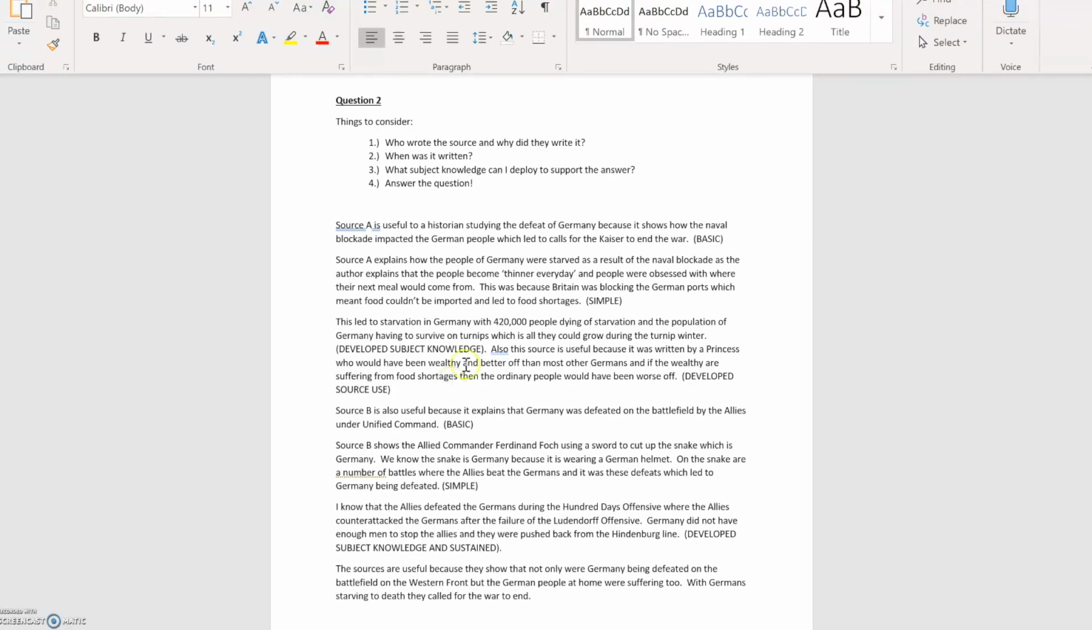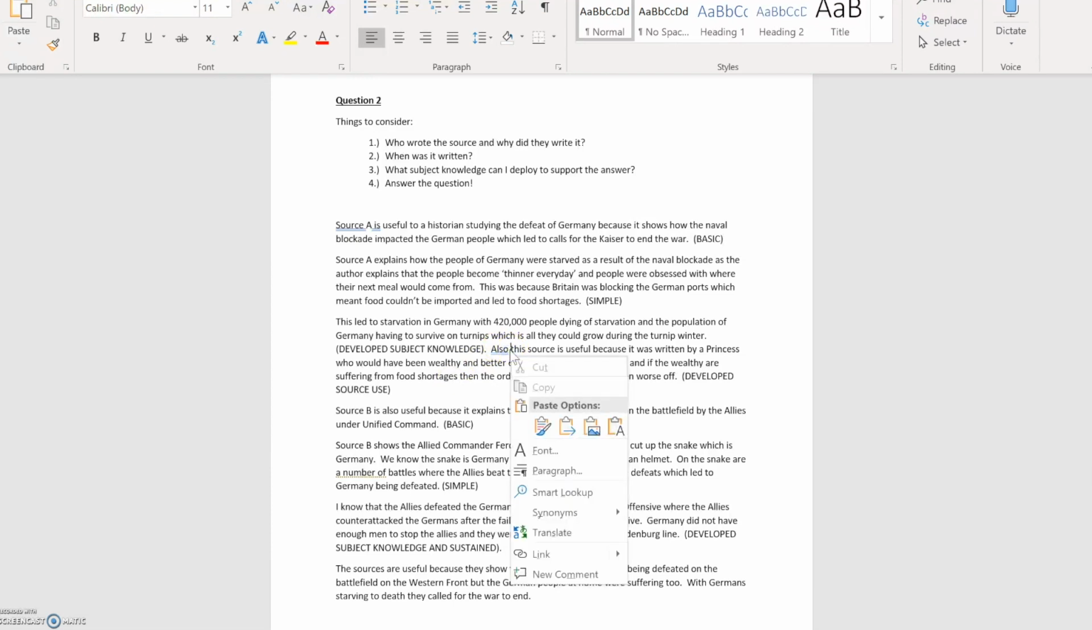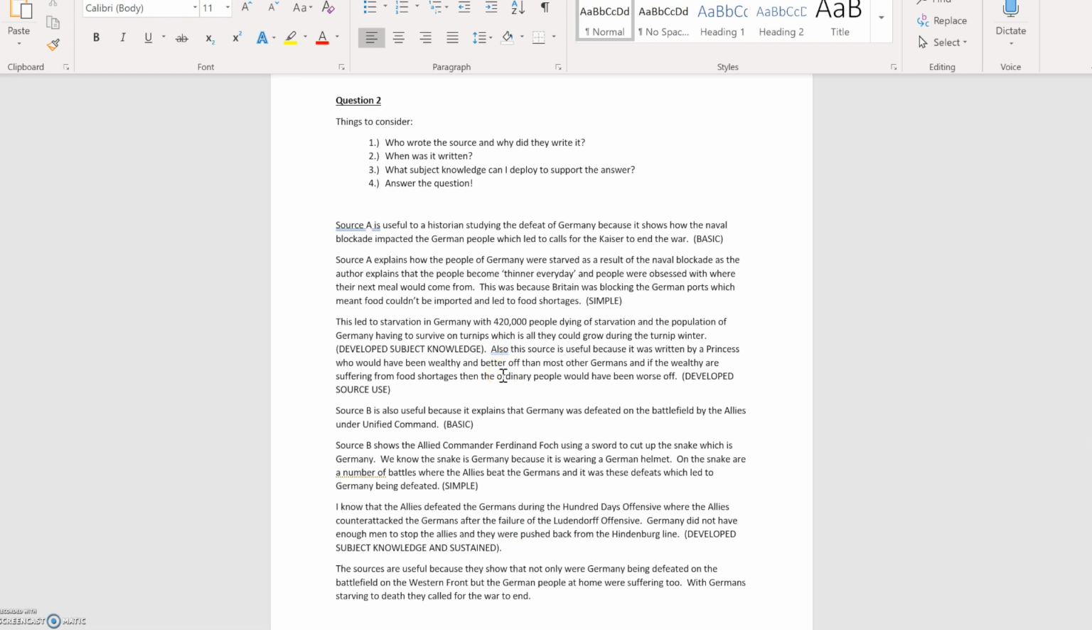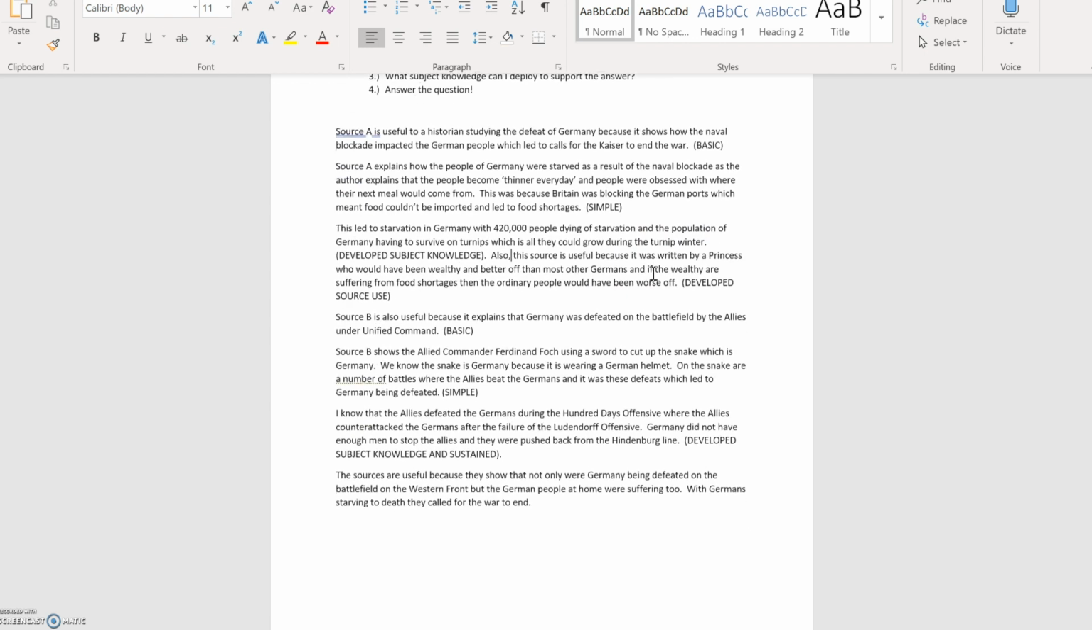Also, this source is useful because it was written by a princess who would have been wealthy and better off than most other Germans. And if the wealthy are suffering from food shortages, then the ordinary people would have been worse off. Again, we've used some developed source use there, so we're using both the source and our own subject knowledge to support our basic and simple points which we've made earlier in the question. However, that's only going to get us so far.